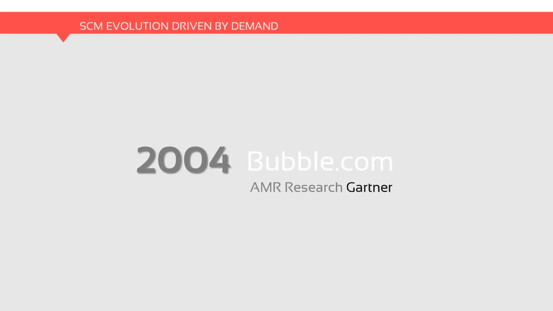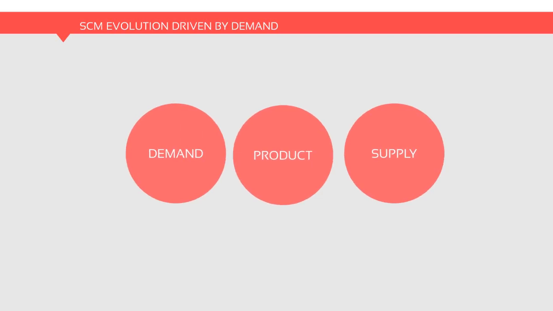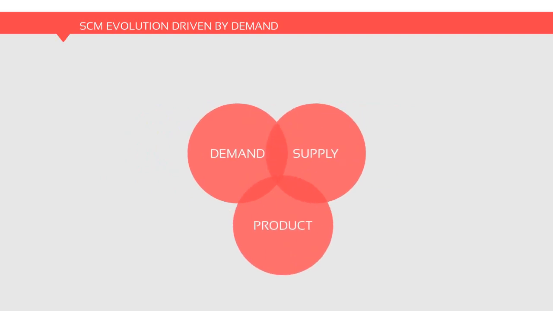And in 2004, AMR Research, which is now part of the Gartner Group, started analyzing some of the companies that were more successful after the dot-com burst versus some companies that really burst. What they figured out is that all of these companies kept the same structure of functions and processes to manage demand, to manage products, and to manage supply. But the successful companies were able to integrate and create an intersection between those three functions.